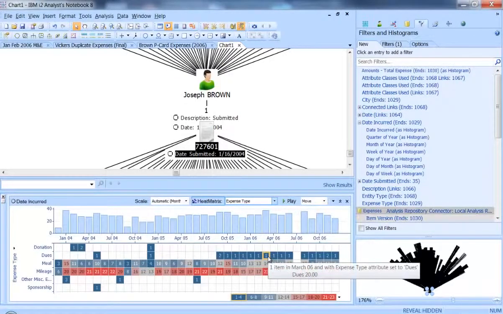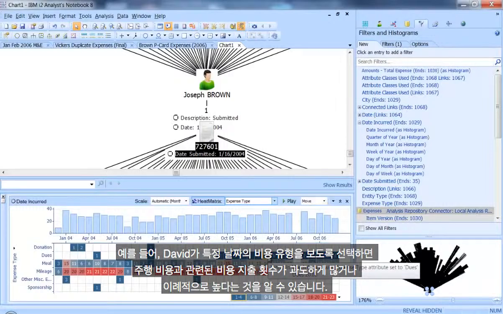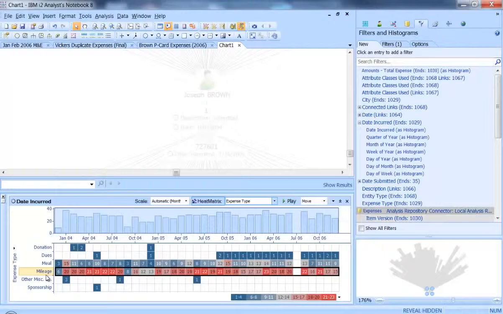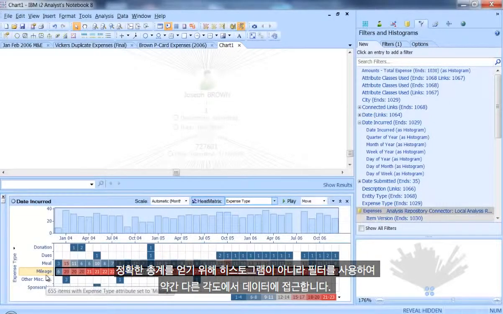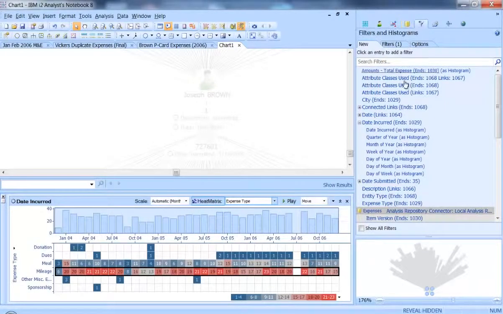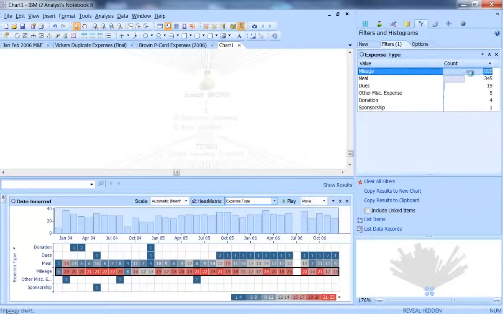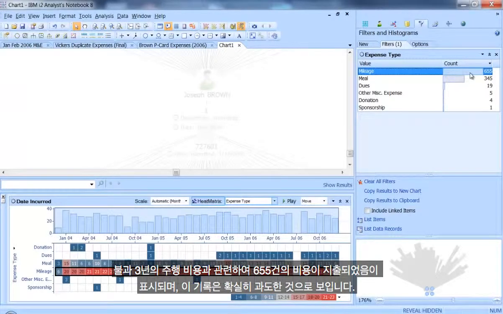seconds. For example, choosing to look at the expense types against the dates, David sees an unusually high or disproportionate number of expenses related to mileage. To get a solid total, he approaches the data from a slightly different angle, using a filter instead of a histogram. He sees 655 expenses related to mileage in just a 3-year period, which undoubtedly appears excessive.